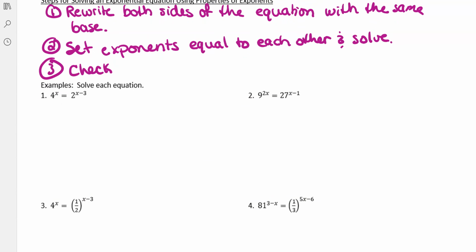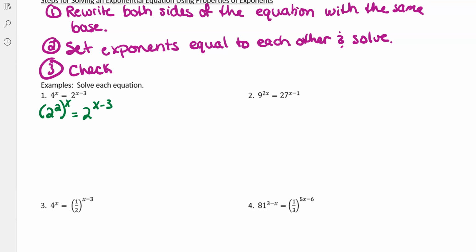All right, so if you look at number 1, we've got 4 to the power of x equals 2 to the power of x minus 3. All right, so our first step for these is we want to rewrite both sides of the equation with the same base. So 2 is good. Over here, we can rewrite 4 as a power of 2. So 2 squared is 4. So instead of 4, we can write 2 squared. And on the right side, we don't need to do anything.